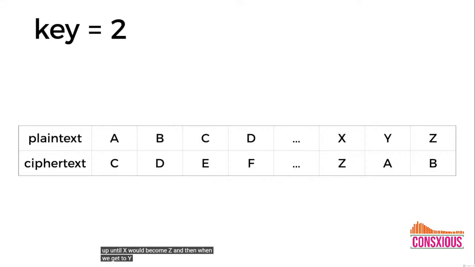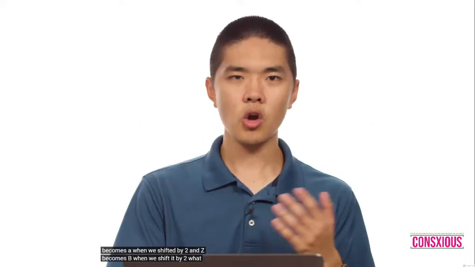And then when we get to Y, if we were to shift Y by 2 characters, we would go past the boundary of the alphabet. So what we'll instead want to do is wrap around to the beginning of the alphabet, so that Y becomes A when we shift it by 2, and Z becomes B when we shift it by 2. What does this mean for how your program should actually work?